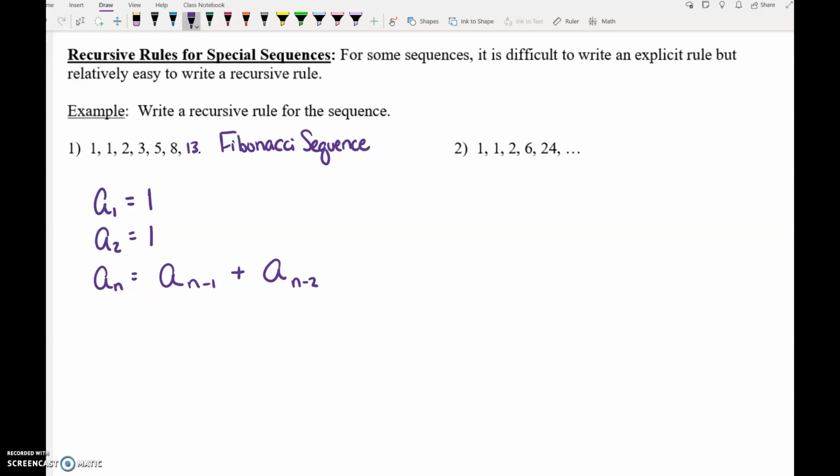Now, if I asked you to write me an explicit rule for the Fibonacci sequence, that would be really difficult because you need to know the two previous terms in order to add them together to get the next term. So this is where recursive rules really shine, because it allows us to write a rule for this sequence without having to go into the crazy math of trying to find an explicit rule for that.